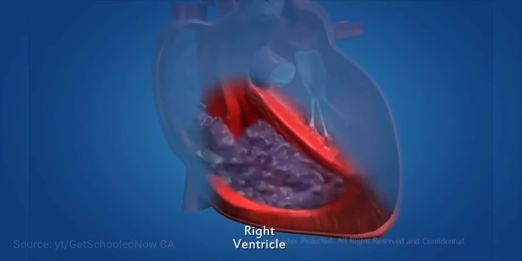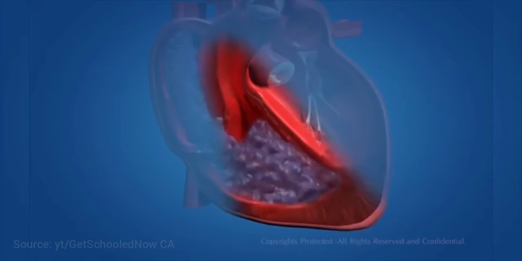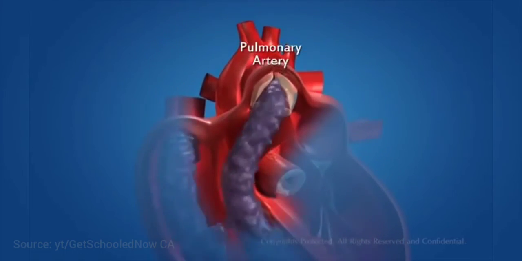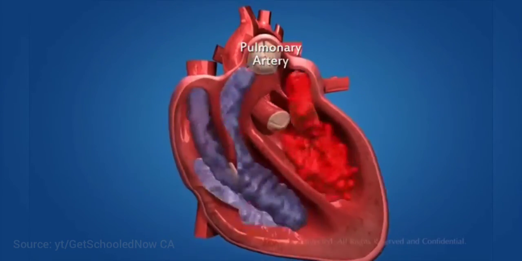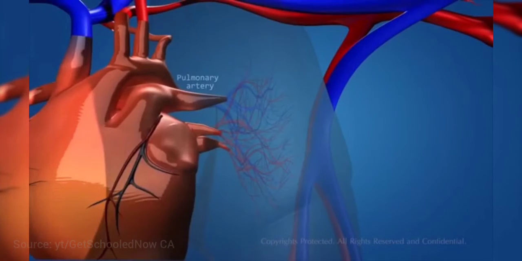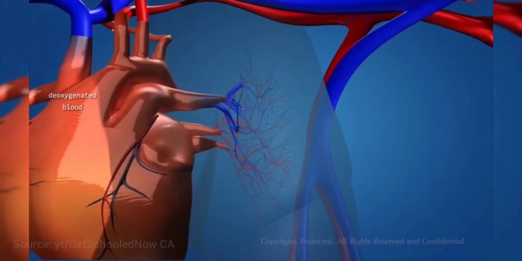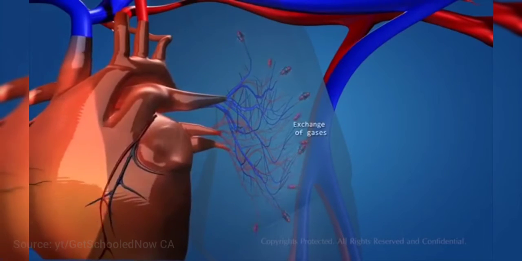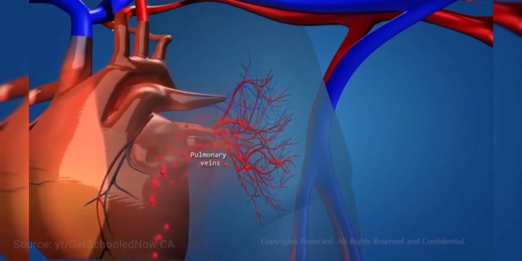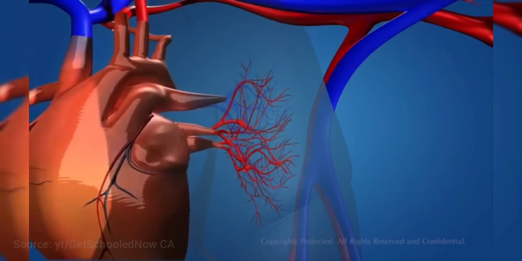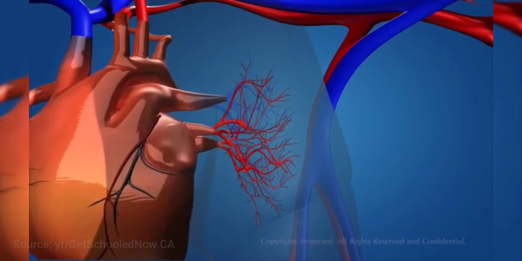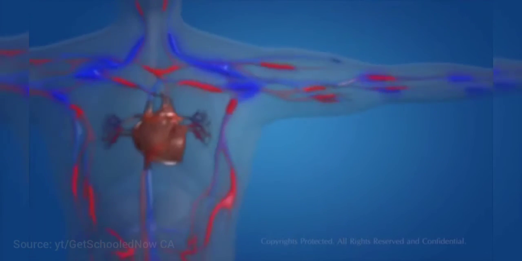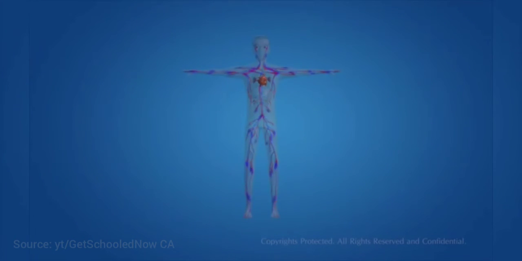The right ventricle then contracts, pushing the blood into the pulmonary artery. The pulmonary artery carries the deoxygenated blood to the lungs for oxygenation. The lungs oxygenate the blood by exchanging gases, and the blood flows back into the heart through the pulmonary vein, and starts the circulatory cycle all over again.